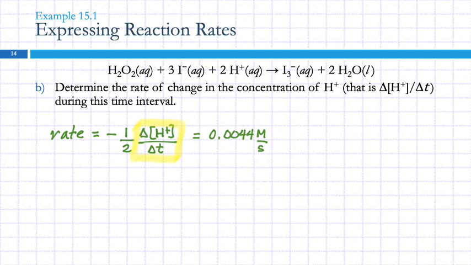And I end up with the change in the hydrogen ion concentration, delta H over delta T, is equal to negative 0.0088 molarity per second. Why is it negative? The concentration is going down. The final concentration at any period is going to be less than the initial. It's going to be a negative number. So this has to be a negative number.